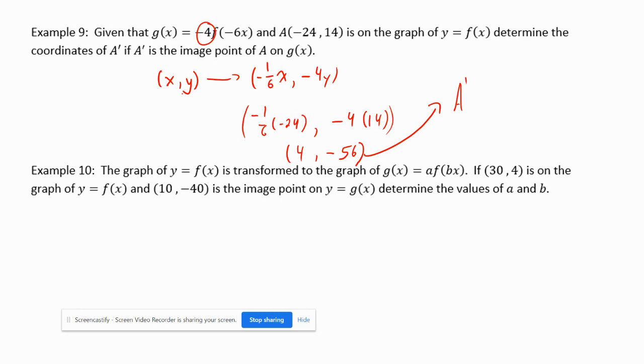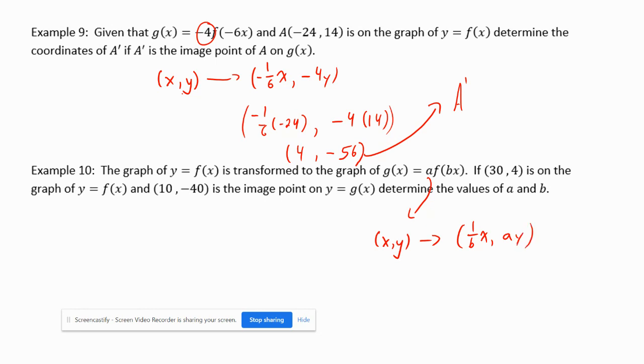Example 10. The graph of y equals f of x is transformed to the graph of g of x equals a f of bx. If (30, 4) is on y equals f of x, and (10, -40) is the image point on y equals g of x, determine the values of a and b. Okay, so let's come back to this guy. What's this telling us over here? That (x, y) becomes (1/b x, a y).